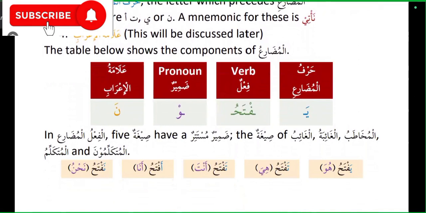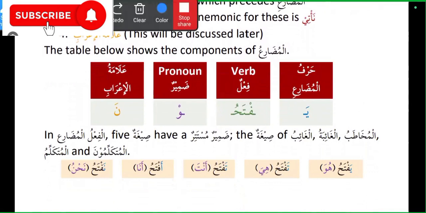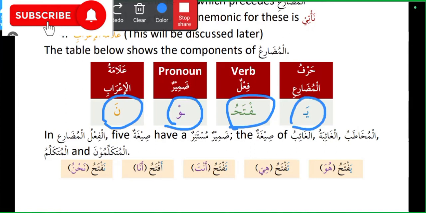Fail mudari' is one word. For example, yaftahu. So yaftahu starts with a ya, right? Then what we have is the fail itself. And then we have the dhamir attached to it. And then the alamat al-i'rab. So noon here in the word yaftahuna. In the word yaftahuna, the first ya is called harf mudari or alamat mudari. Then the second thing is the verb itself or the fi'l. The third thing is the pronoun attached to it or the damir. And then the last thing, the fourth thing, is the alamatul i'rab.